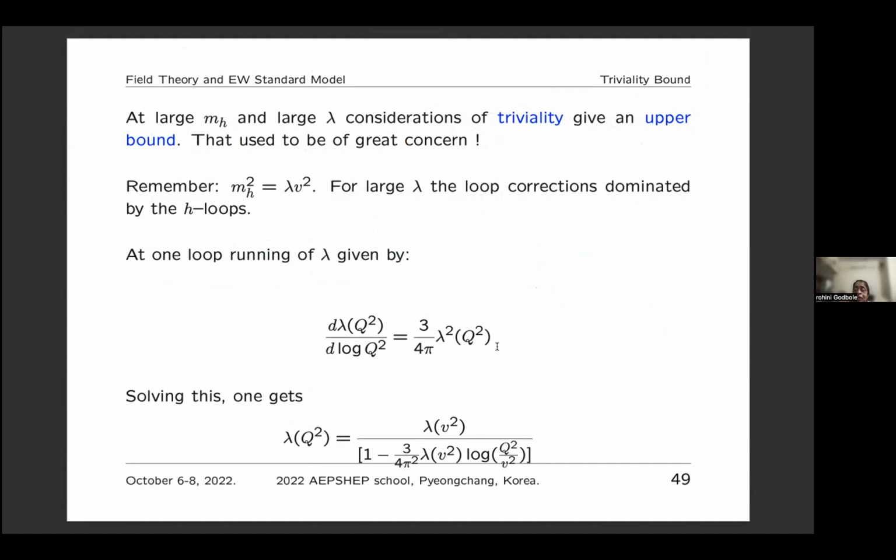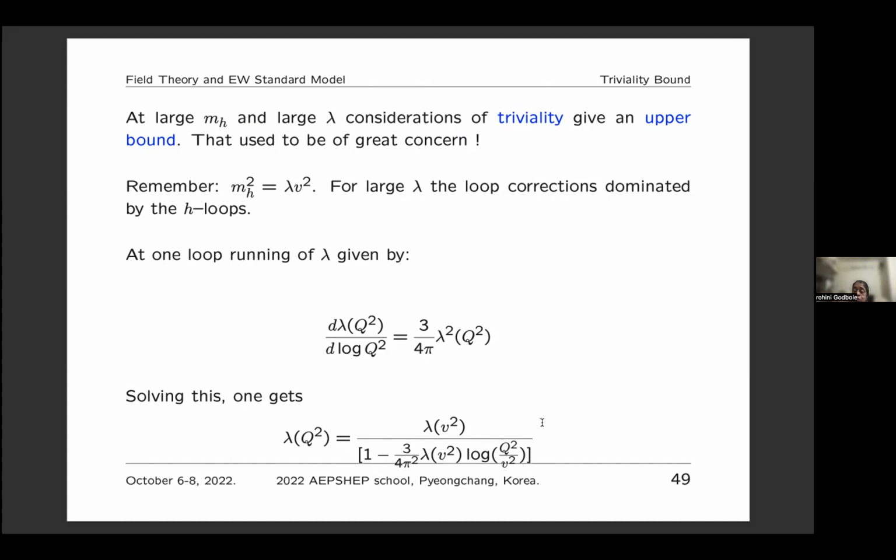So now at one loop running, throwing away all the W and the top contributions, this is the simplest one loop running, keeping only the scalar contributions. You have dropped all the other corrections to the self-coupling because lambda is large. Now you solve it and you find that this would blow up at a certain value of Q squared when the denominator vanishes, but the scale at which it vanishes will depend on the value of lambda at a lower scale v squared, and lambda at v squared is our measured Higgs mass.